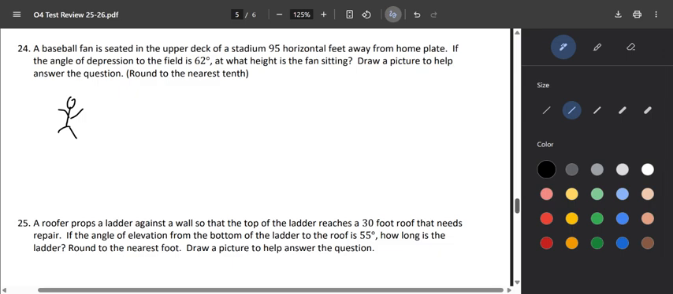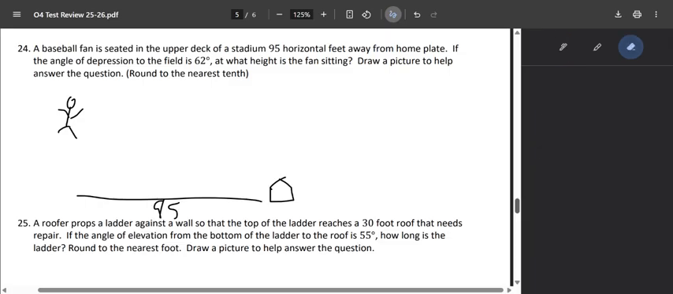So here, that's the person in the stands. Here's home plate. The angle of depression to the field is 62 degrees. What is the height the fan is sitting? All right, so we know that this is 95.